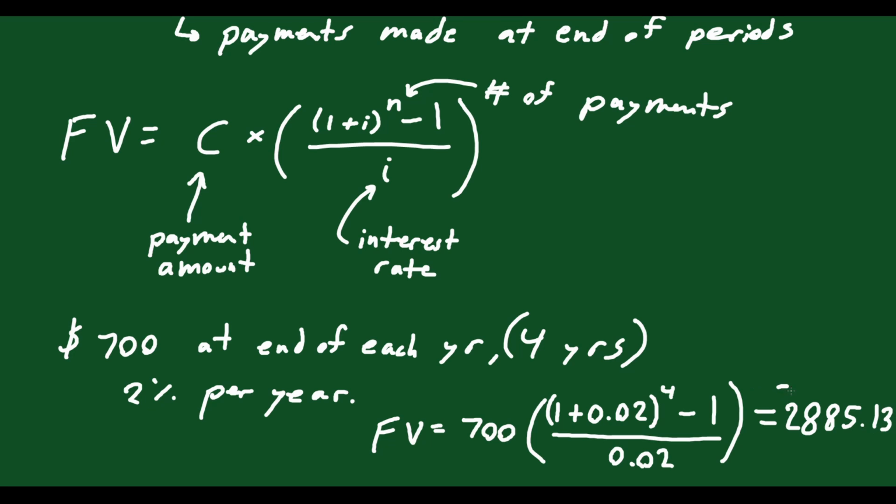$2,885.13 approximately, right? So we said before that after 4 payments of $700, you'd think you would save $2,800, but actually if you invest it at 2% a year, that's going to grow to $2,885.13. So you can maximize how much money you're saving if you choose to invest it, right? And this is going to tell you how much money is in the account after those 4 years are up. Okay, let's do another one.